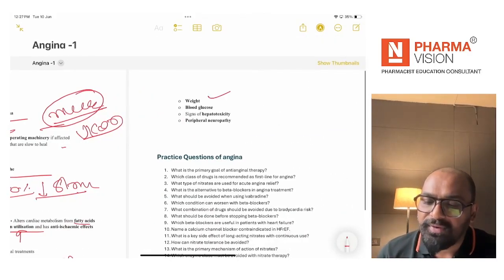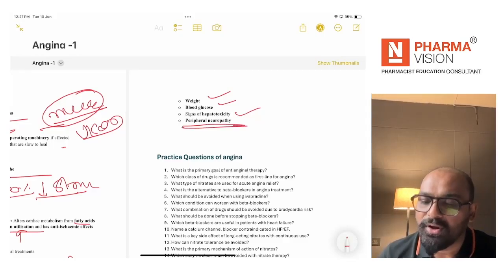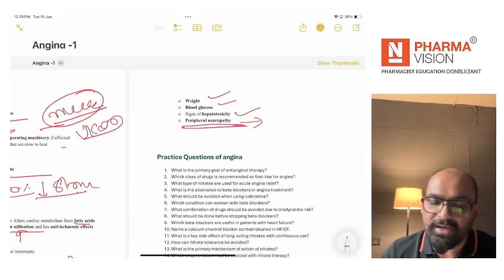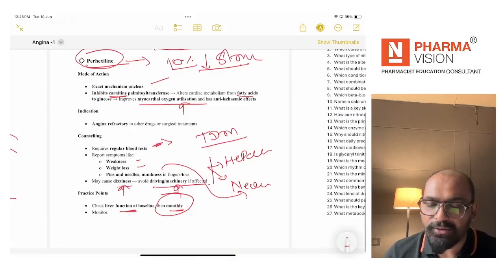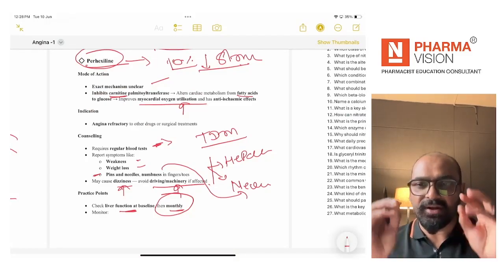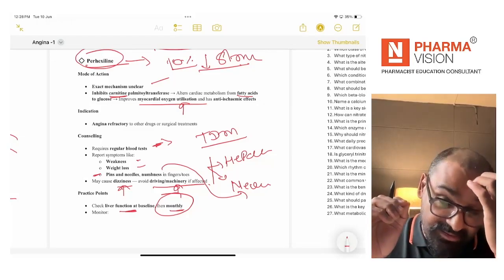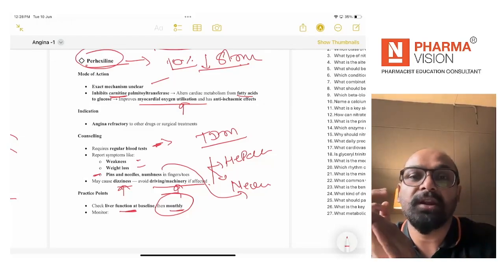Okay, test the weight, blood glucose, hepatic toxicity and peripheral neuropathy. How will you understand the symptoms of peripheral neuropathy? Pins and needles, numbness in fingers and toes. Okay, that is the symptoms of peripheral neuropathy.